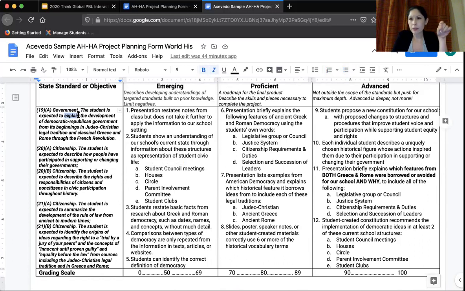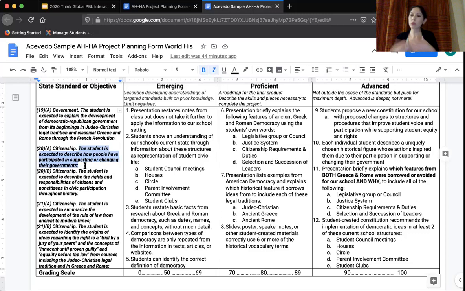And on some of these, there's more to be done in scaffolding through the project and in different activities through the project. And sometimes a standard doesn't actually show up in the product, even though it helped to build up their knowledge for some of the other standards that do show up in the product and then are in the rubric. But this is the one I felt I had to think about quite a bit. The student is expected to describe how people have participated in supporting or changing their governments. For a while there, I thought, I don't think that can be shown in the product. How do you show that in the Constitution?